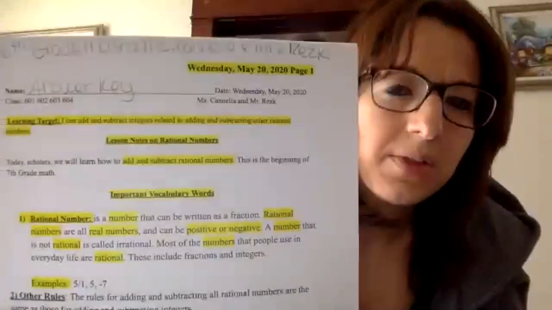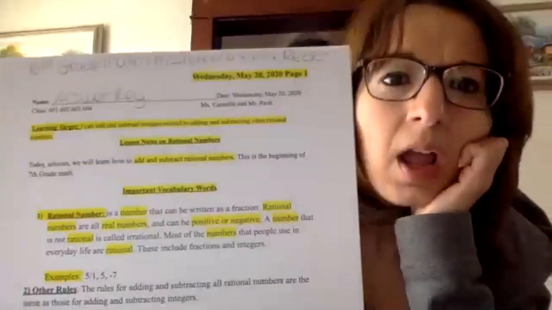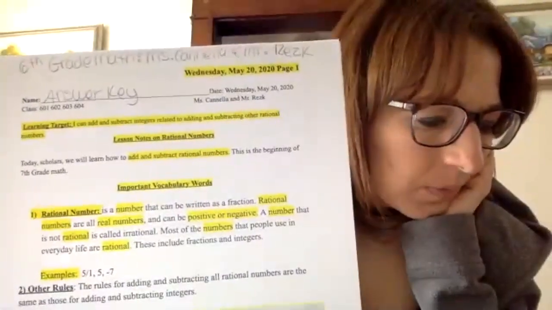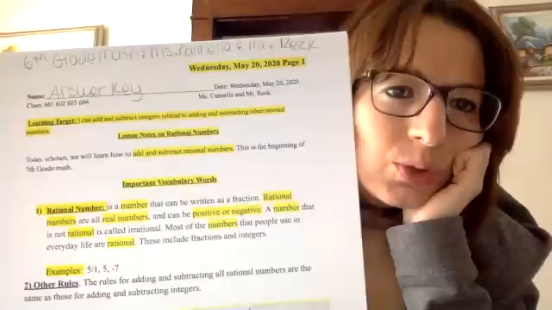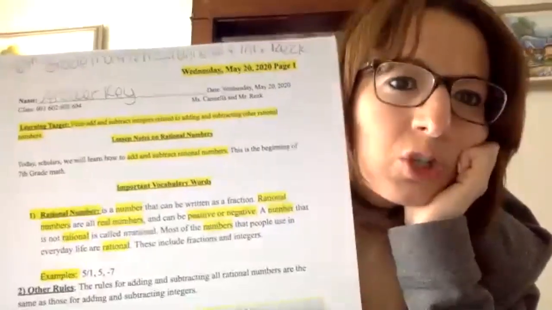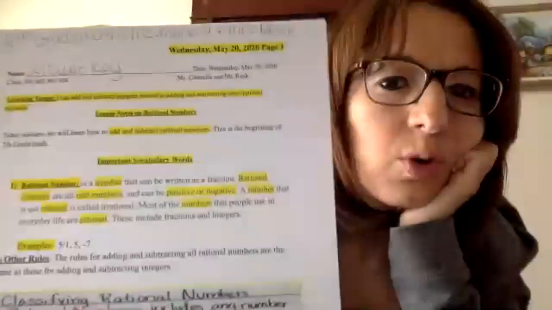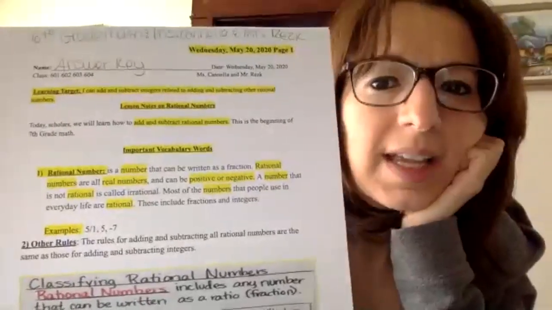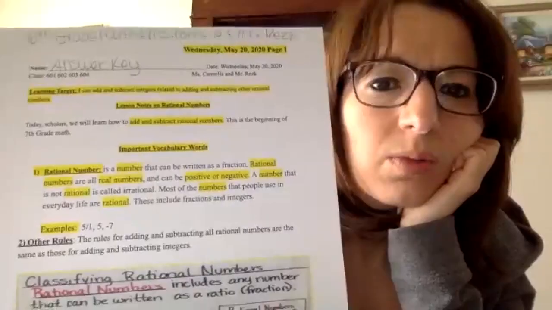All right, so today it's Wednesday, May 20th of 2020. We're going to be working with rational numbers today. As you saw yesterday, a rational number is written as a fraction. Fraction is division. So today we will be seeing some fractions or rational numbers in problems, and we will convert those rational numbers into decimals in order to solve the question. So today's learning target is I can add and subtract integers related to adding and subtracting rational numbers.